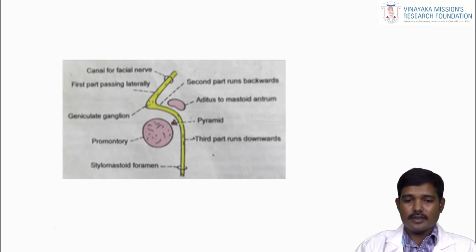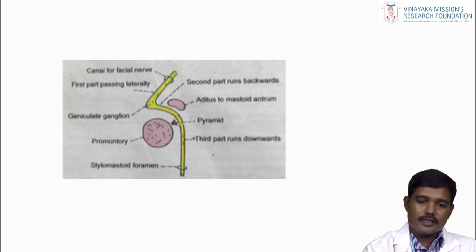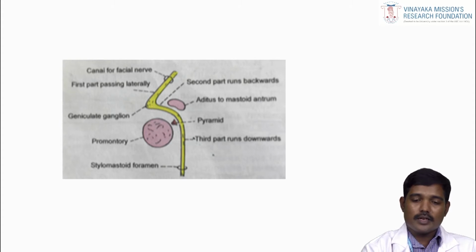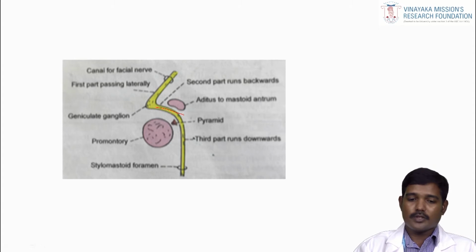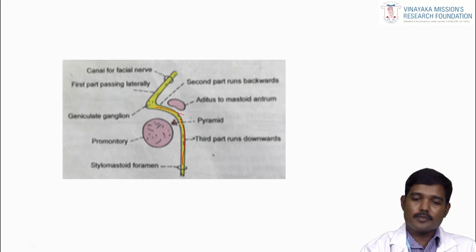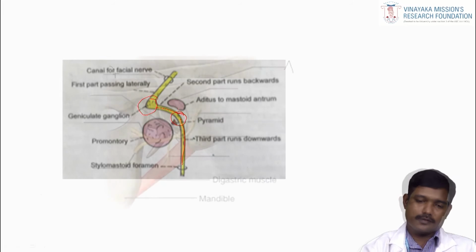So, in the facial nerve canal, the facial nerve gives 3 parts by 2 bends. The first part passes laterally and above the vestibule, and the second part passes backwards above the promontory. The third part runs downwards behind the promontory. Between these, the first bend is very sharp, so it is called the geniculate ganglion. It gives one branch of nerve. The second bend is gradual.